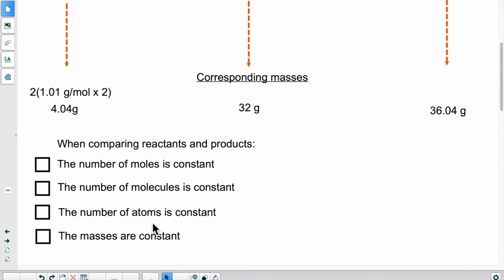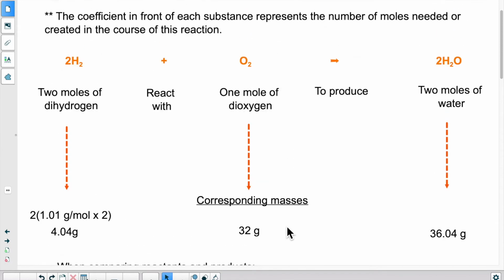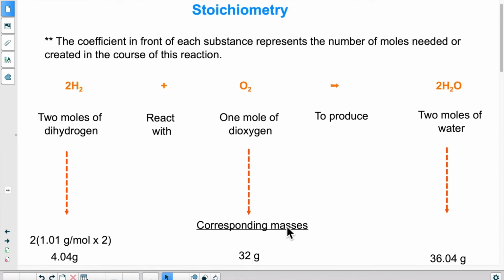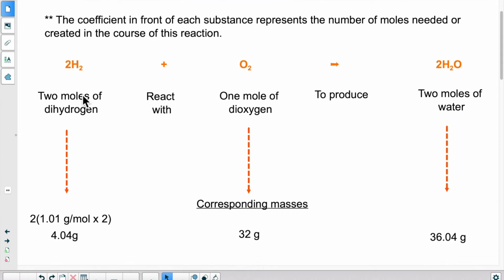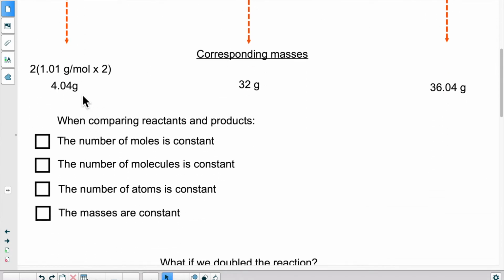Is the number of atoms constant? Well, if this equation is balanced, and it is, then the number of atoms is constant. I have 2 oxygens on this side. I have 2 times 1, 2 oxygens on this side. I have 2 times 2, which is 4 hydrogens on this side. And here I have 2 times 2, 4 hydrogens. So here I can say, yes, the number of atoms is constant. So I could put a check mark over here. This will always be constant.